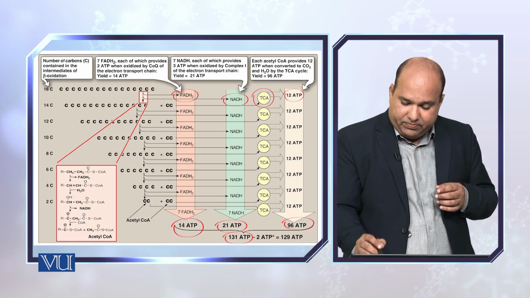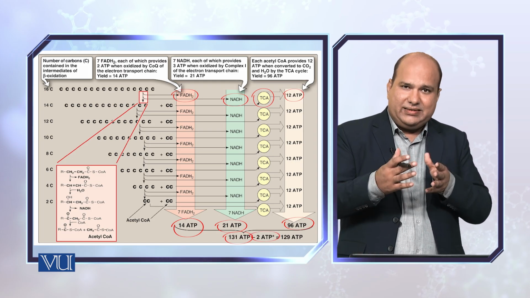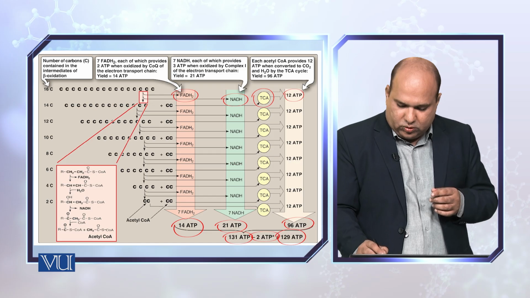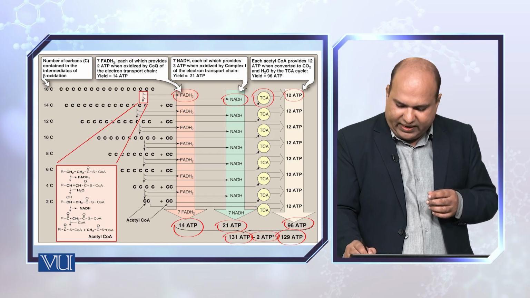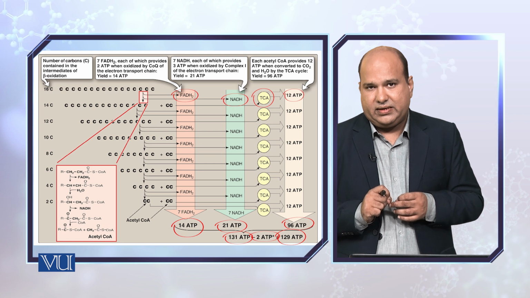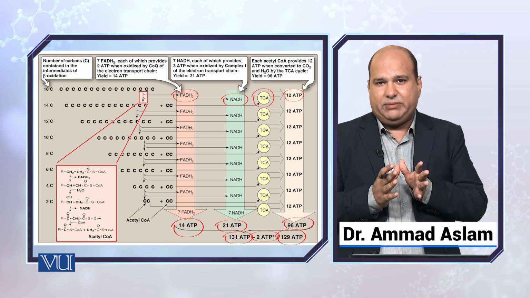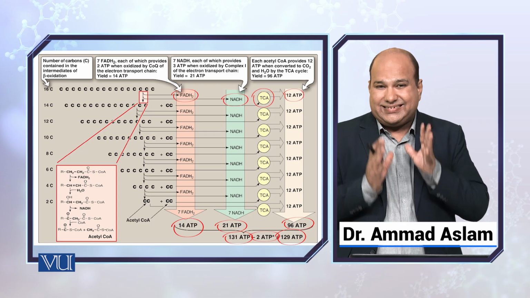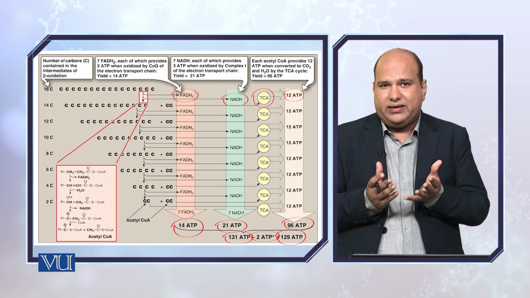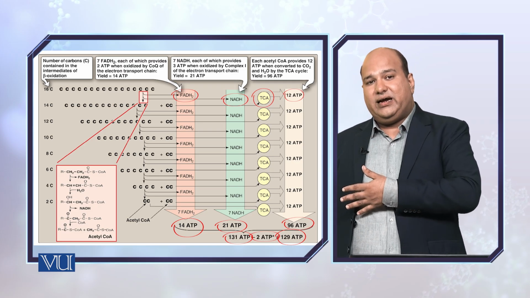Keep in mind that because 2 ATP molecules are used at the start for the activation of the fatty acid, you finally end up with 129 ATP molecules. So at the very end, you get 129 ATP molecules. But still, it's a huge amount of energy as compared to what you have learned until now.